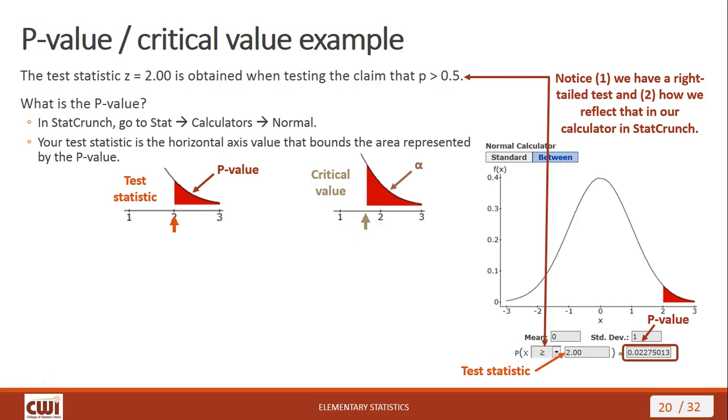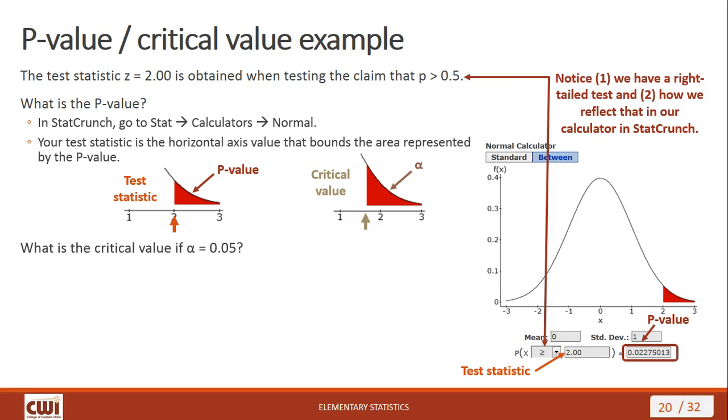So when we're making conclusions from our hypothesis test, we need to make a comparison. We're going to compare like with like. So we either compare horizontal values or we compare areas. If we compare areas, we're comparing the p-value with the alpha level. If we're comparing horizontal values, we're comparing the test statistic with the critical value.